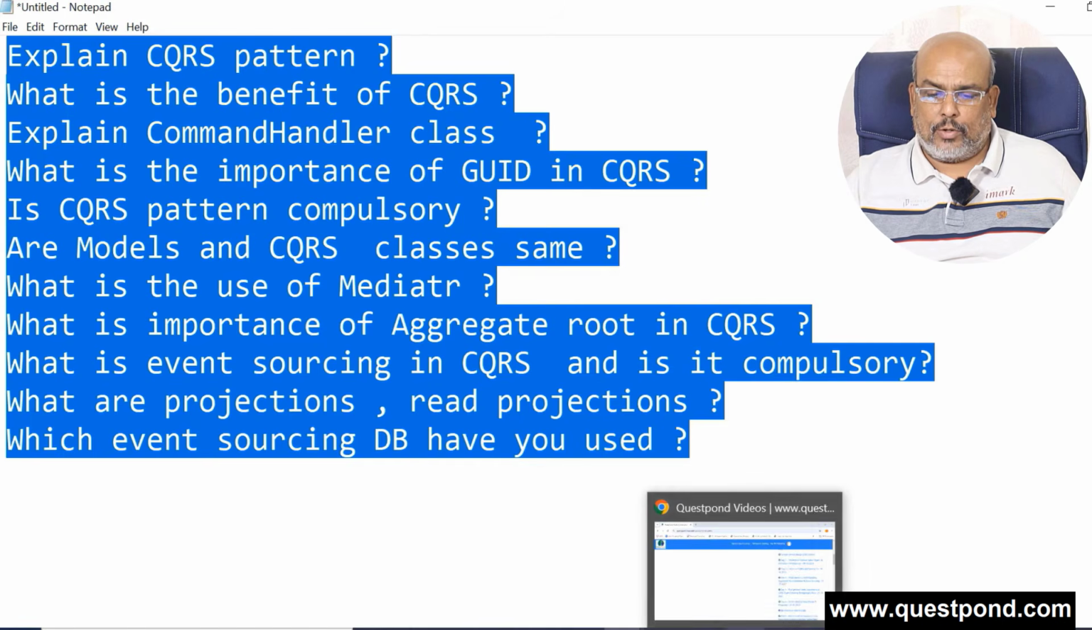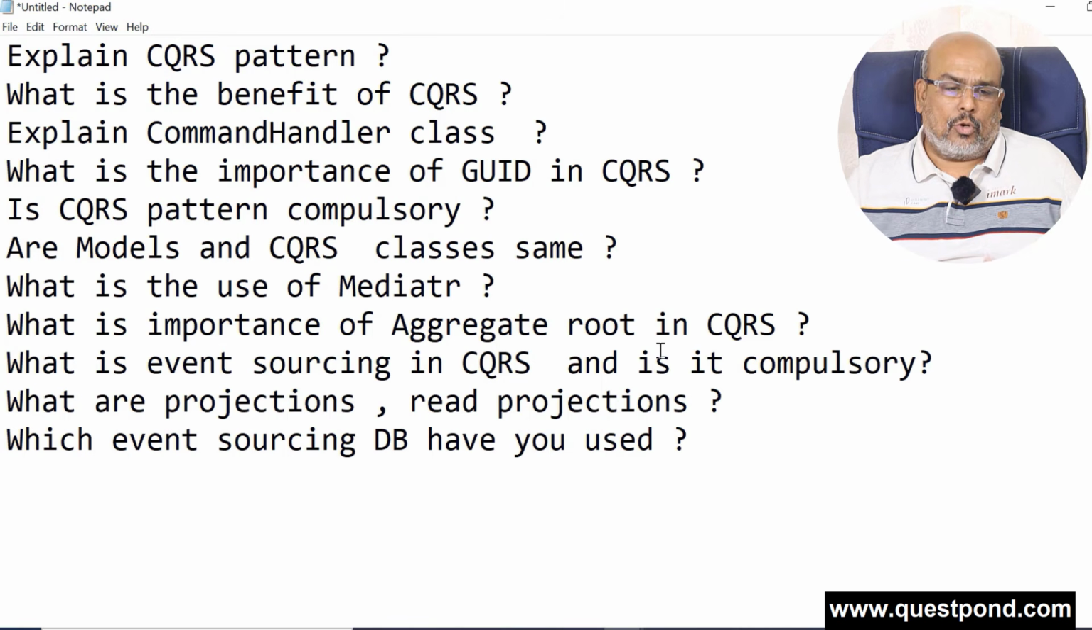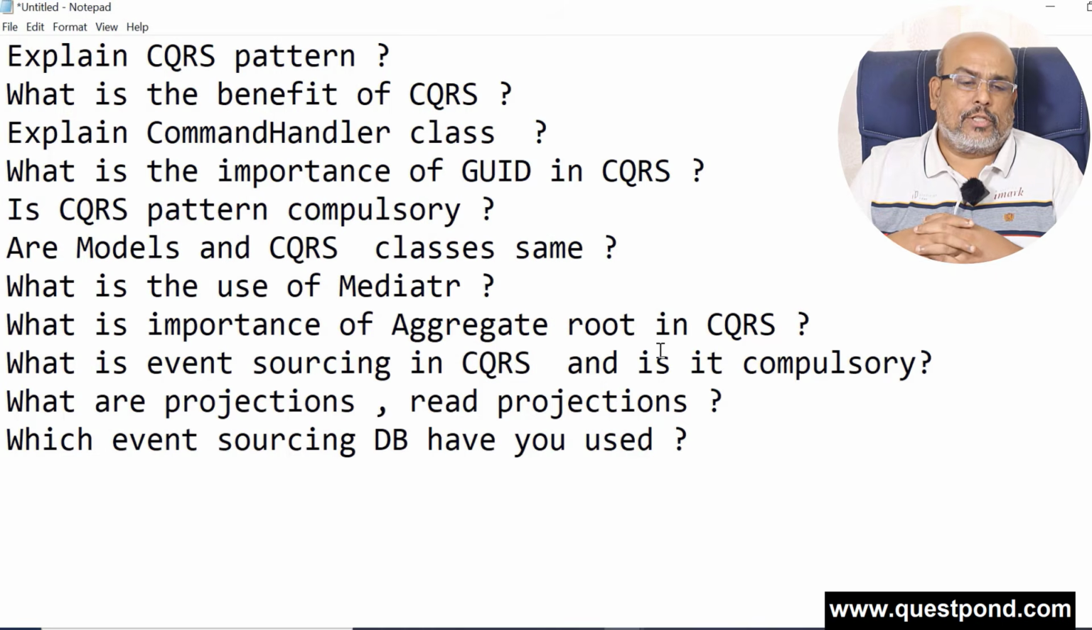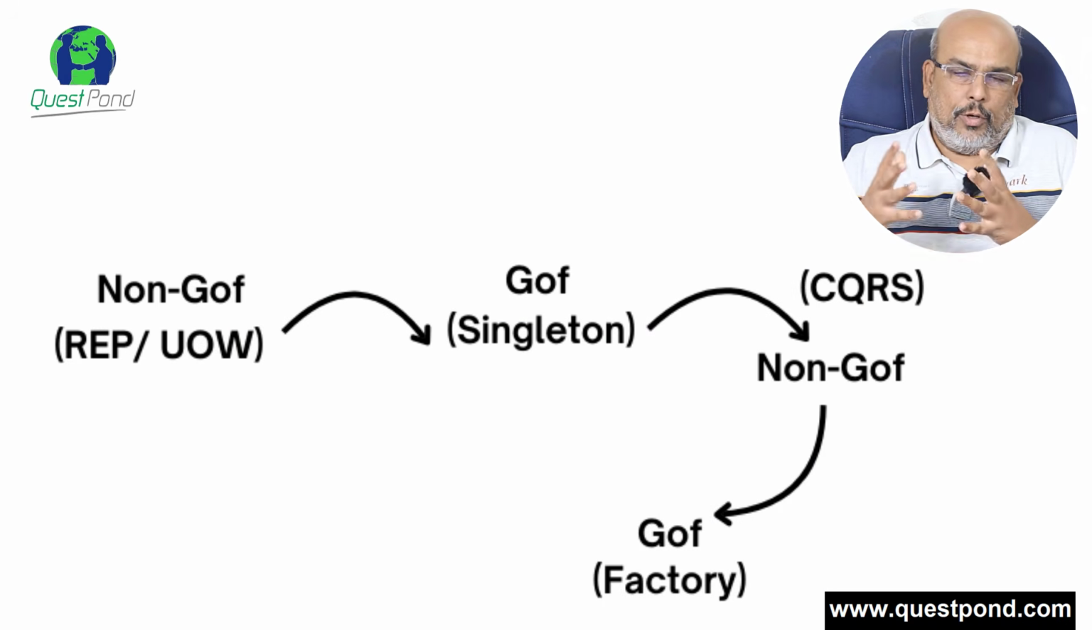So I would suggest everyone to go through this course out here, and go more in depth. So that is about CQRS and the questions around it. So we have covered a non-GoF pattern, which is CQRS, and now we'll be covering the factory pattern.